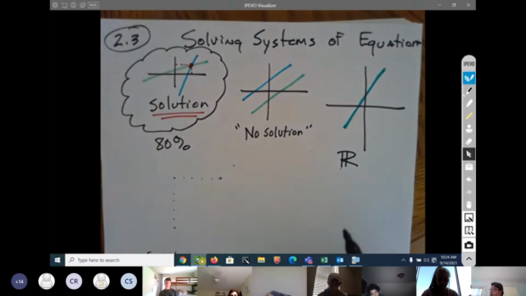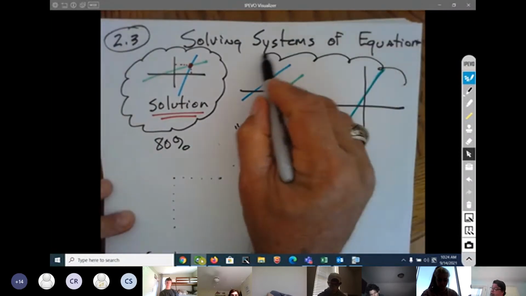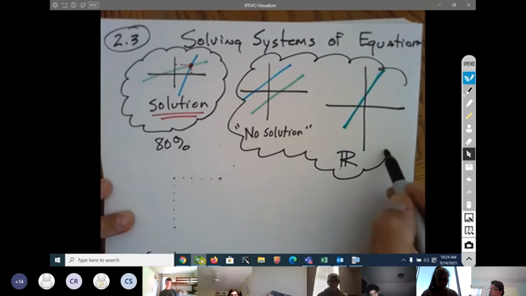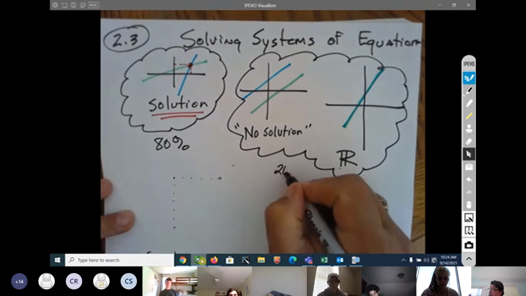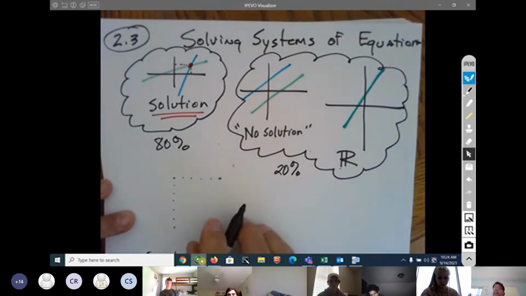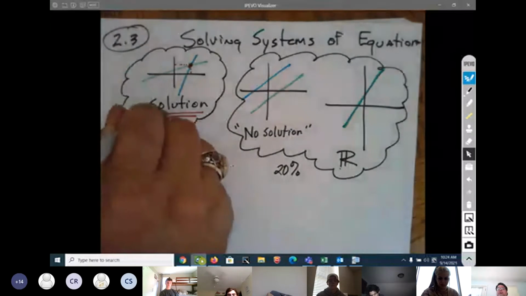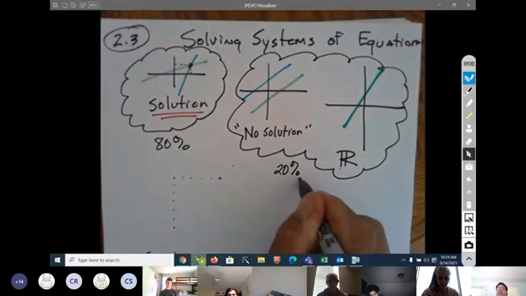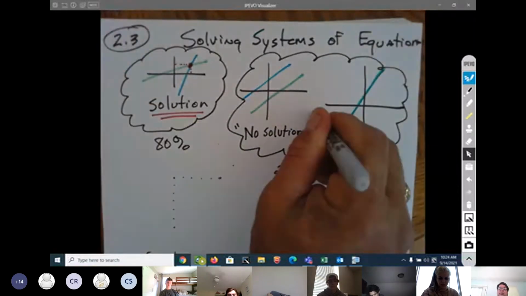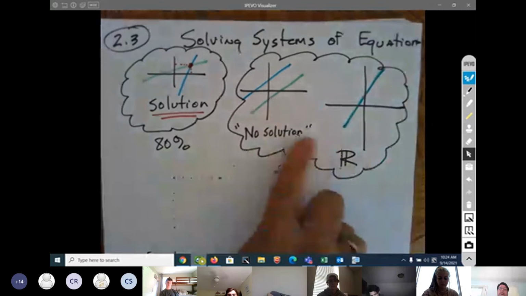The other 20% of the time, that baby cannot solve systems of equations. He doesn't need to be in the class. All right, 80% you're going to have solutions, and 20% you're going to have these two.